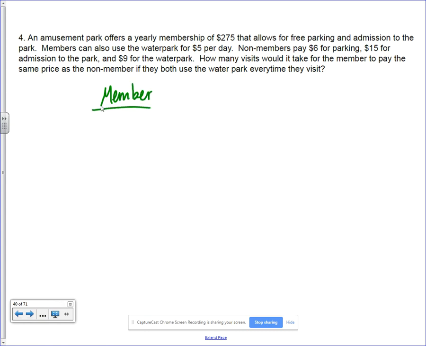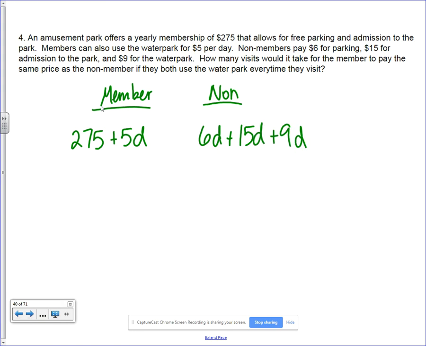So let's start with a member. If you are a member, you pay $275. You also pay $5 per day for the water park. If you're a non-member, you pay $6 for parking. That's every time you come, every day. You pay $15 to get in every time you come, and you pay $9 for the water park every day that you come. Okay, so if I want these things to be equal, it looks like I've got some combining of those d's to do over there for the non-member. Let's see here. 6 and 9 is 15, plus another 15 makes 30.